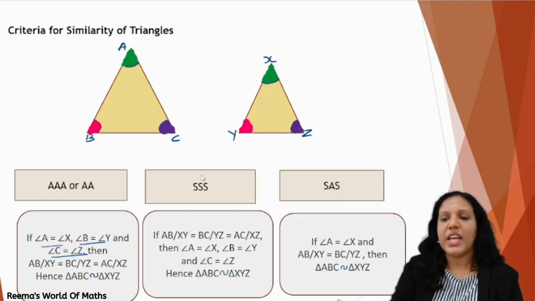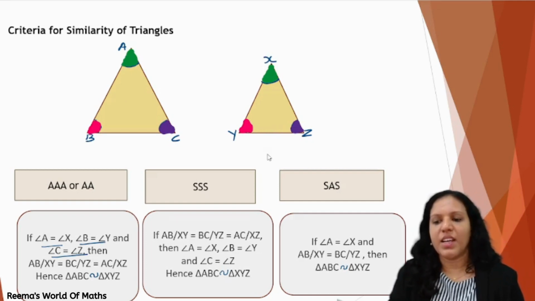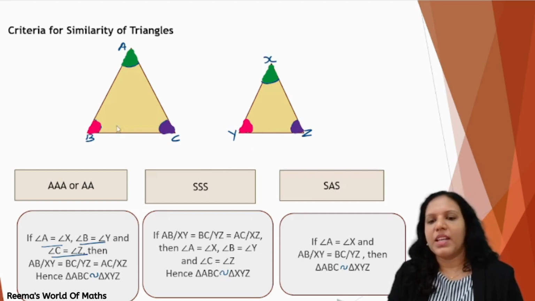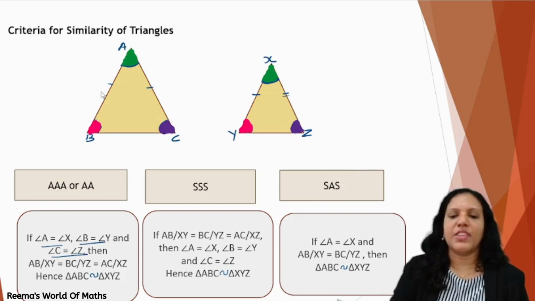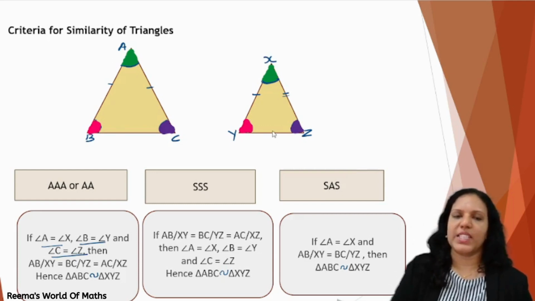And the last one is side-angle-side. In that we are saying if angles A and X, one of the corresponding angles, are equal and the two sides including the corresponding angle are in proportion, then also we can say that both triangles are similar. In this case, if A and X are equal, which are corresponding angles, and AB is in proportion to XY and AC is in proportion to XZ, then we can say triangle ABC is similar to triangle XYZ.